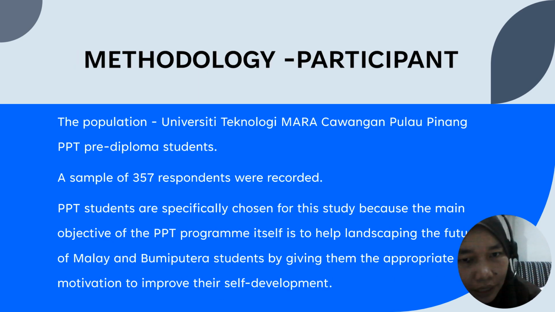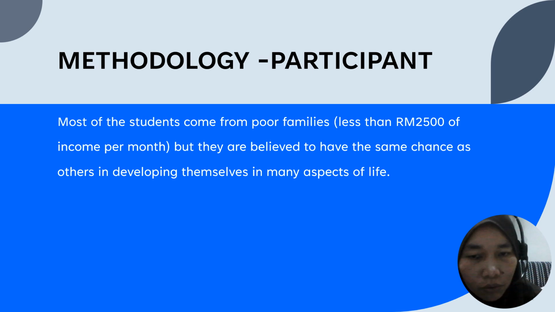Thus, in our study, we come up with the methodology where we have 357 respondents from the pre-diploma students. They are chosen because of the objective of the program itself, because it's much more relevant to see the landscape of the future of Bumiputera and Malay students by giving them appropriate motivation to improve their self-development, right? And most of the students also come from a poor family, which is the B40 group, okay? But they do believe that they have the same chance as others in developing themselves in many aspects of life.